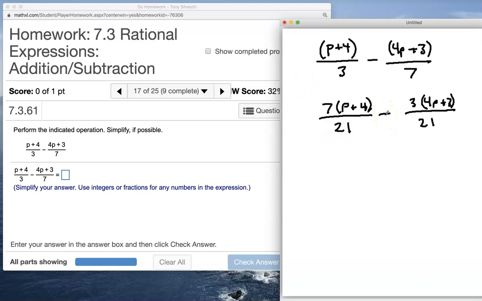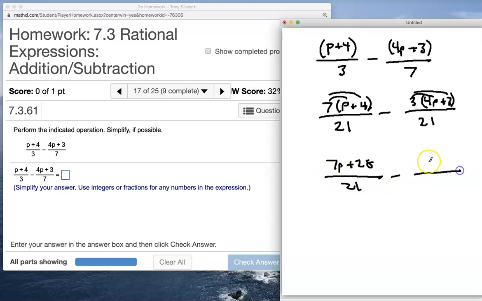Now, before you could subtract, you gotta multiply through here. You got to expose these terms so that they can be combined. This is going to be 7p plus 28 over 21 minus 12p plus 9 over 21. Now the denominators are the same, but we got to be careful here because we subtract everything to the left. So this is not just simply going to be minus 12p plus 9. It's going to be another step.